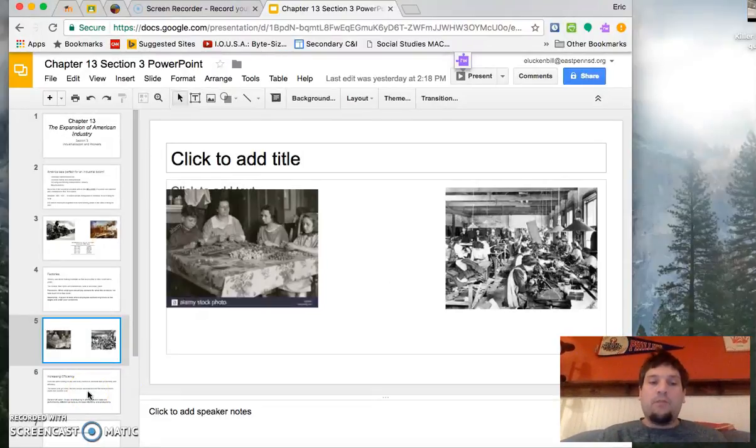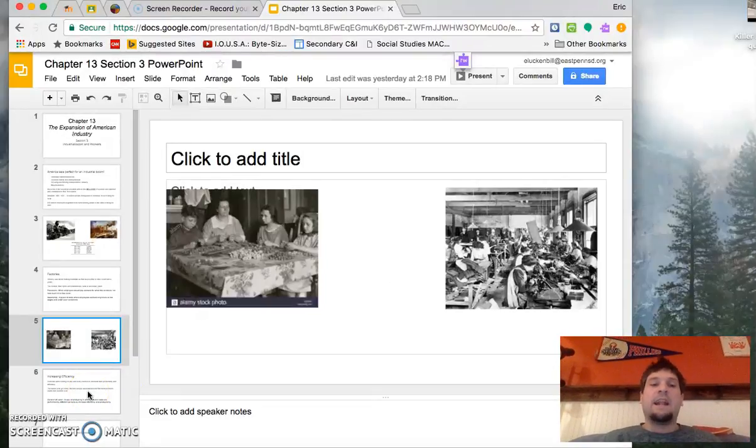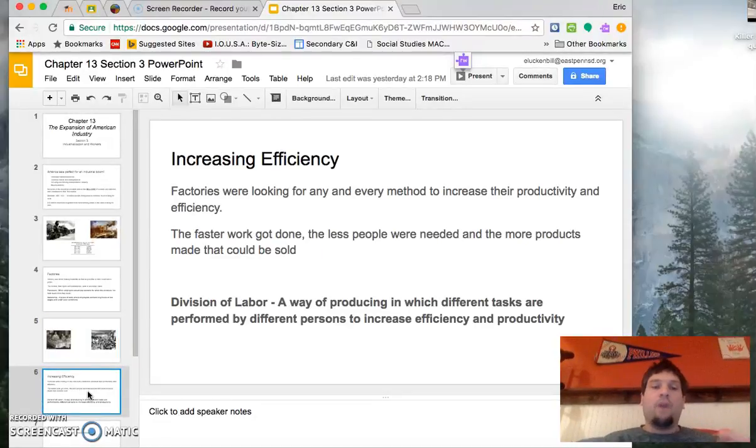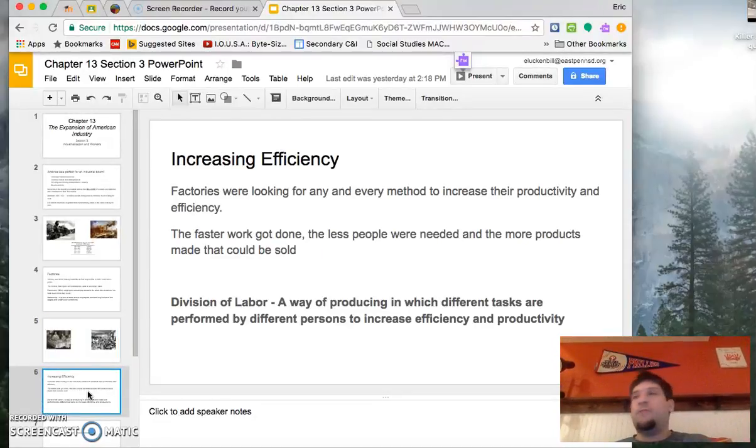So piecework, sweatshops, hopefully you're starting to get an idea that things are changing a little bit for the American worker. These factories were not about the worker, they were about the work, if that makes sense. It was all about increasing efficiency. We've talked a lot about efficiency so far this year. If you don't remember it, please look it up. Google it, look it up in the textbook.